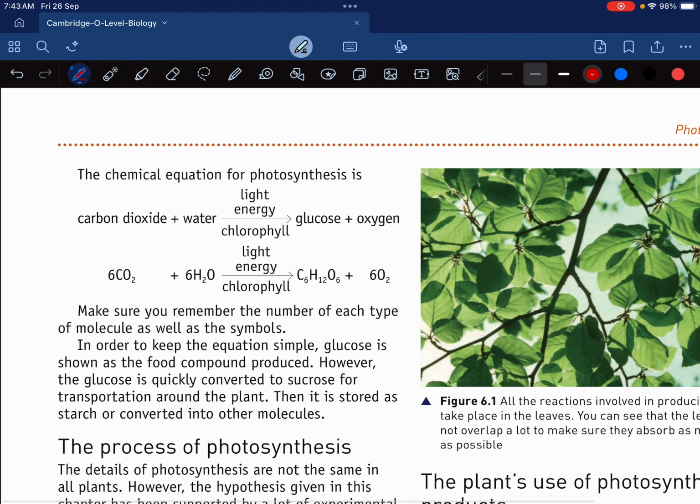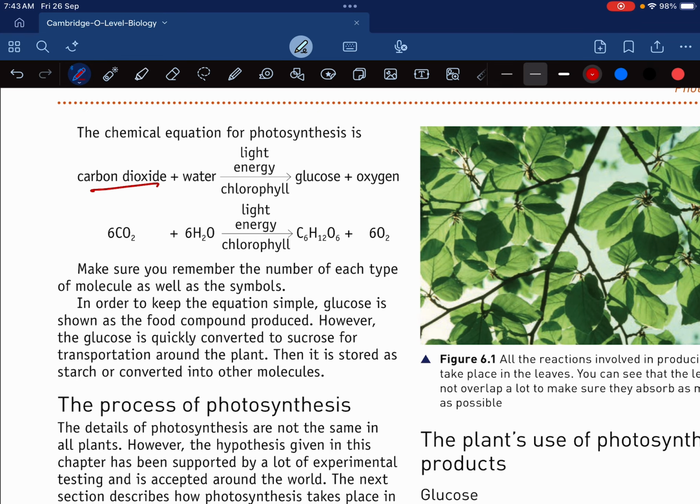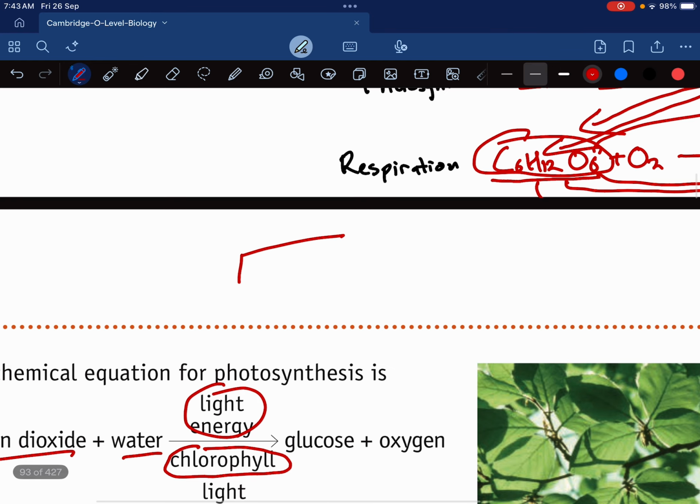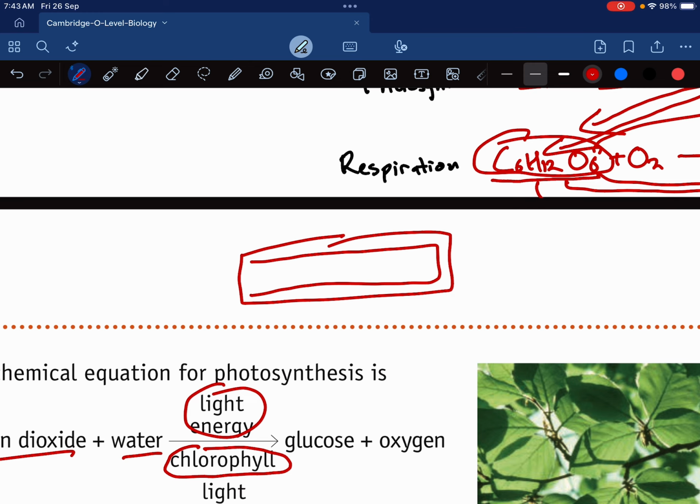Now the chemical equation for photosynthesis, as given here, is carbon dioxide plus water with the help of light energy, and as we learned, chlorophyll is present in the chloroplast. Let's suppose we have a plant cell here, okay, this is its outer cell wall, the inner cell membrane, a big vacuole, and here's the nucleus, right?